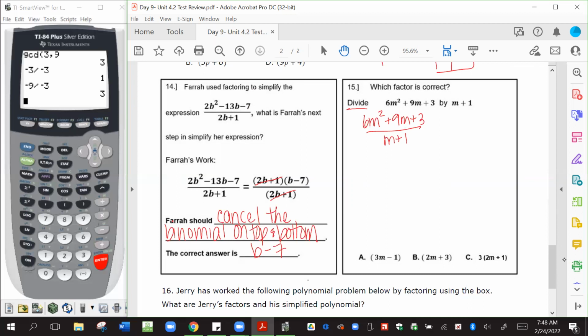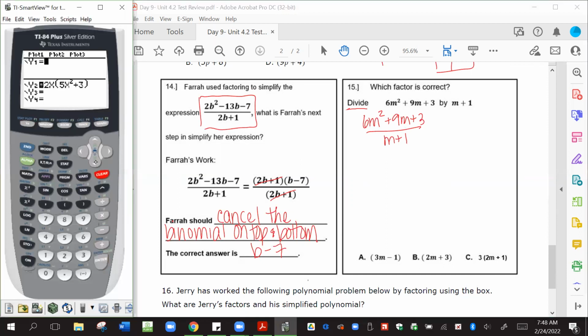I'm going to come back to 14 really quick. It gave me this one, and it's saying what would the correct answer be? So I'm going to go triple check. I want to make sure that maybe I didn't understand what she should do, but I should be able to find the answer. So I'm going to do 2x squared minus 13x minus 7. And on the bottom, I get 2x plus 1.